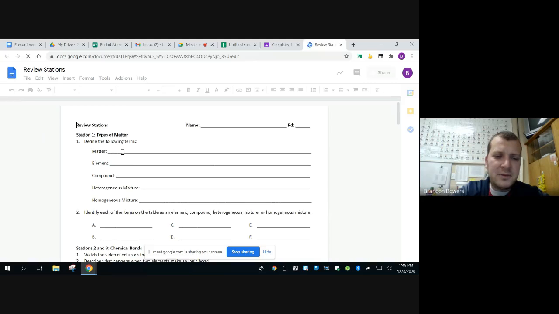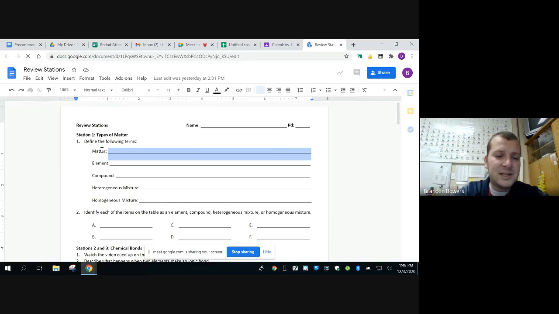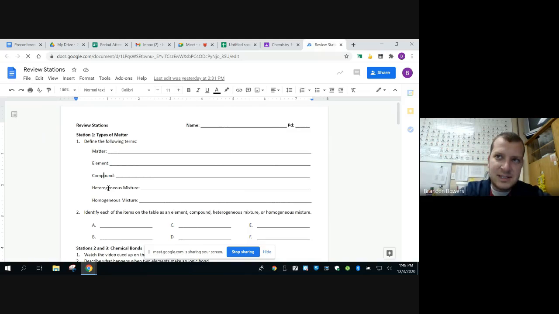So define the following terms. Define matter. Matter is anything that has mass or takes up space. An element is any substance represented on the periodic table. A compound is two or more elements. A heterogeneous mixture is a mixture that is not uniformly mixed, so I can see the different substances in a heterogeneous mixture. Whereas in a homogeneous mixture, those are uniformly mixed, and I do not see all the substances.